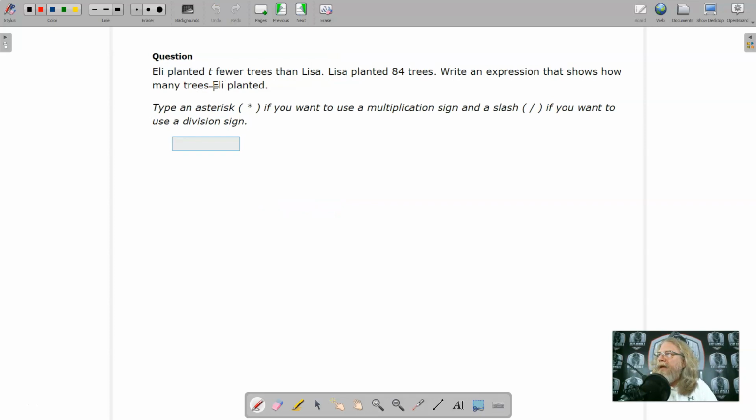Next one, Eli planted T fewer trees than Lisa. Oh, fewer is going to be subtraction, right? Trying to find the difference. Lisa planted 84 trees. Eli planted T fewer. We're going to write an expression that shows how many trees Eli planted. We're starting with the 84 trees that Lisa planted. What you're starting with comes first. Then we're going to subtract the value of T. We don't know that value. We just know that Eli planted T fewer trees. That would give us our final answer.